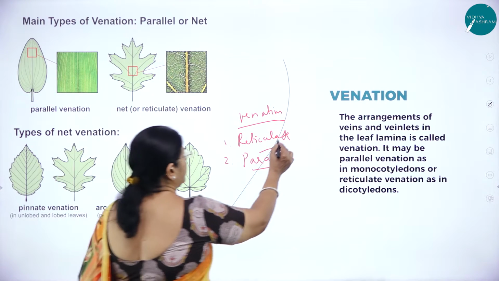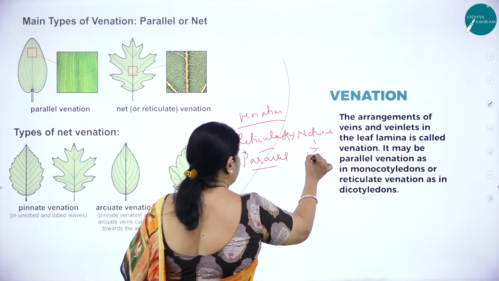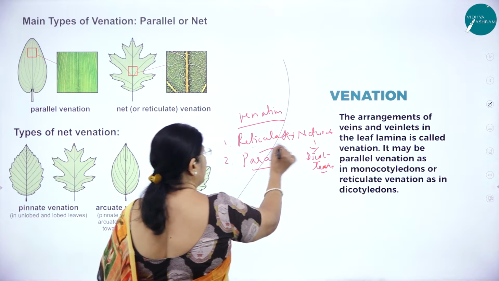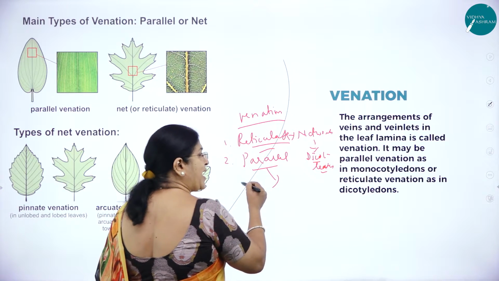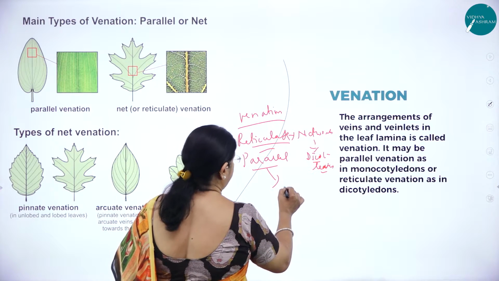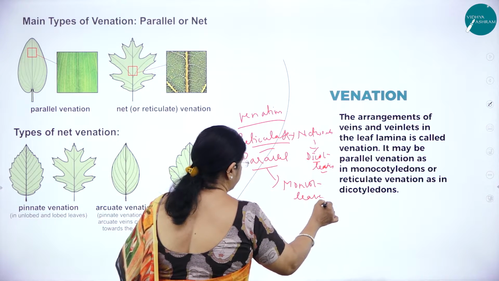What do you mean by reticulate? In the form of network. And the classical example is all dicot leaves. All dicot leaves will have reticulate venation. And parallel, they run parallel. I'll show you. Here you can see parallel venation. And it is the characteristic feature of monocot leaves.